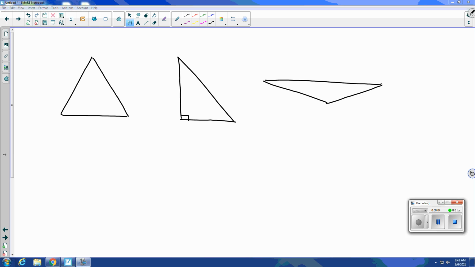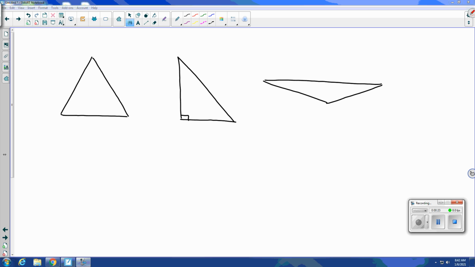Finding the orthocenter of the triangle. The orthocenter is the intersection point of all three altitudes for the triangle. So the altitude is the line that comes from a vertex and runs perpendicular to the opposite side. Think of it as a measurement for the height of the triangle.